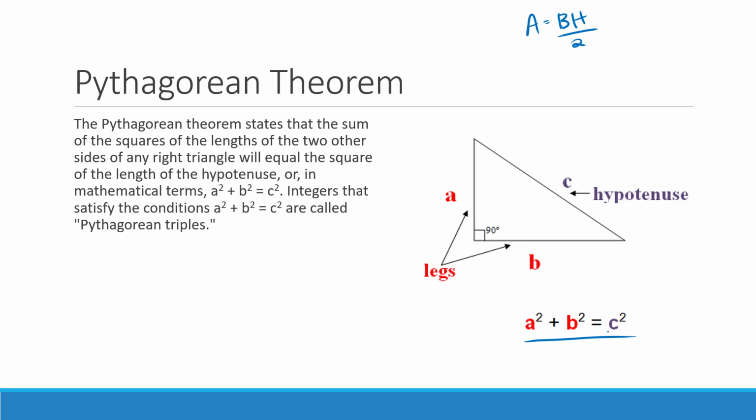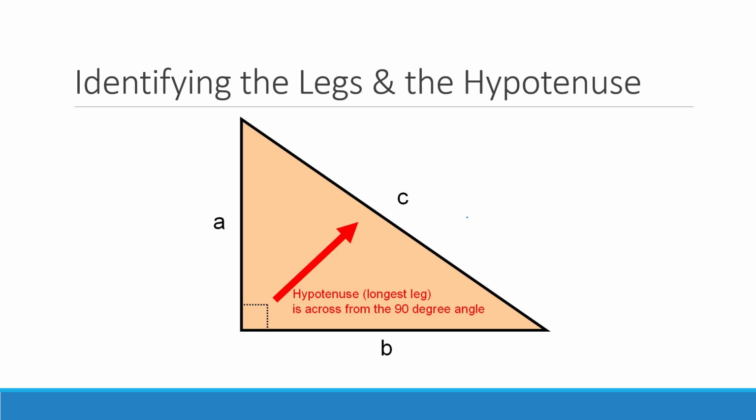This formula here is used to find the side length of a right triangle. So if I'm asked to find any side length of a right triangle, this is the formula that I'm going to use. One thing that's very important when using the Pythagorean theorem is to be able to identify the legs and the hypotenuse of a right triangle.